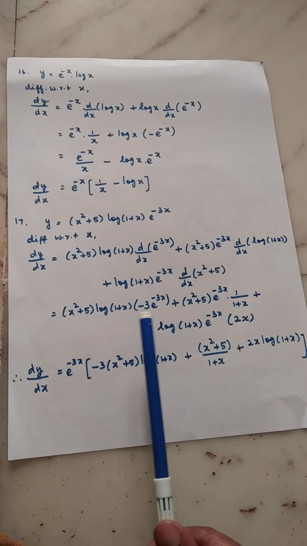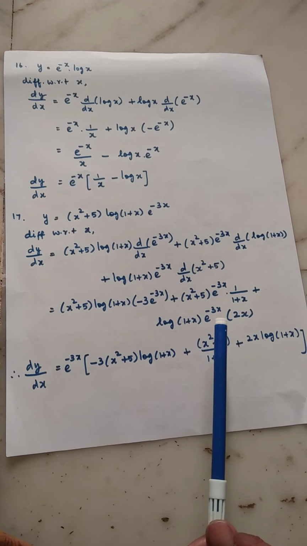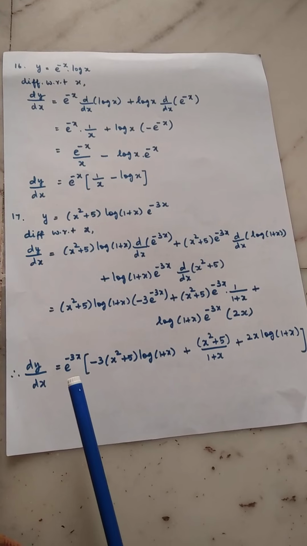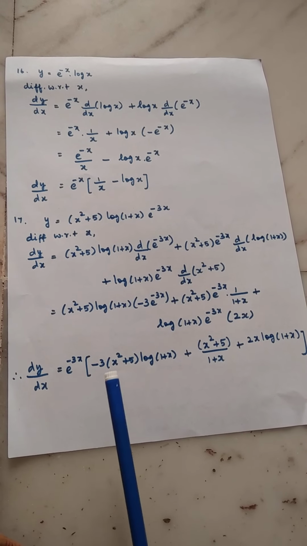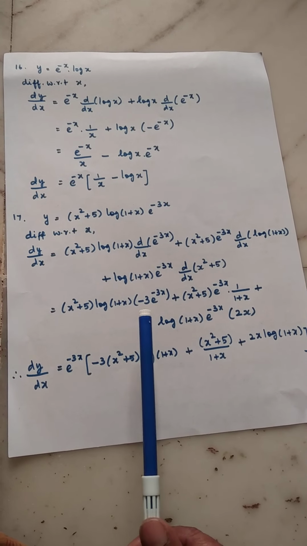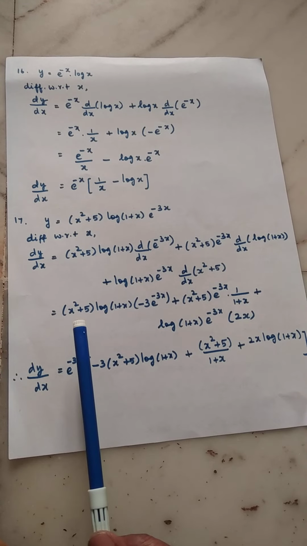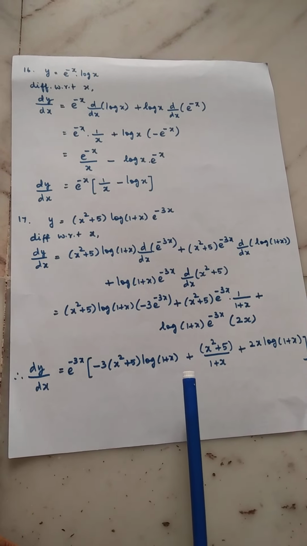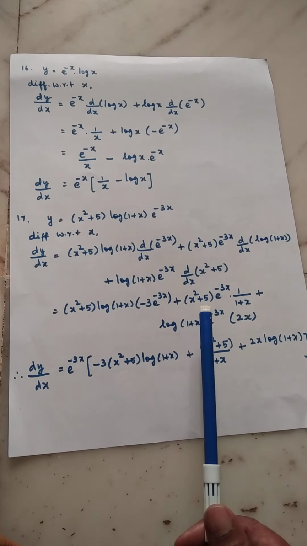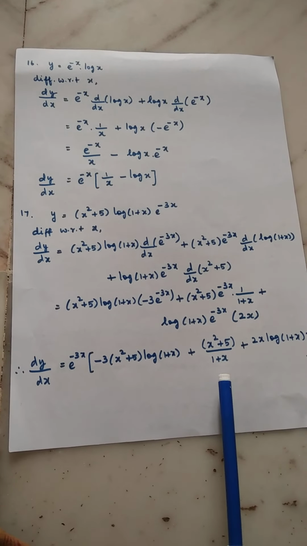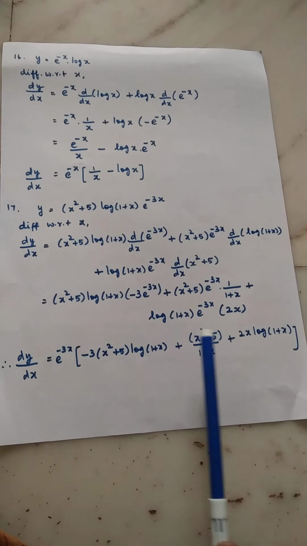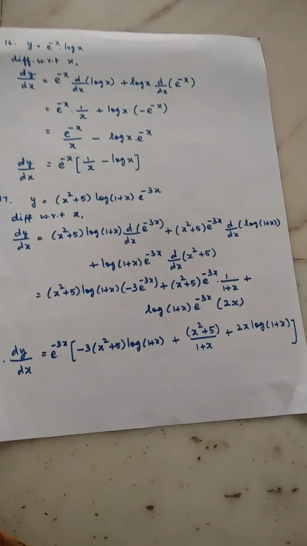Taking the common term outside, e power minus 3x is common. So dy by dx is e power minus 3x into, here the balance is minus 3 x square plus 5 log of 1 plus x, plus here x square plus 5 by 1 plus x, plus 2x log of 1 plus x.